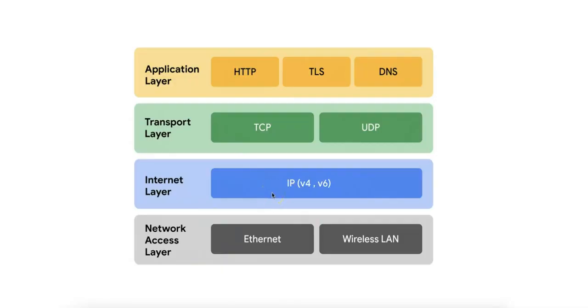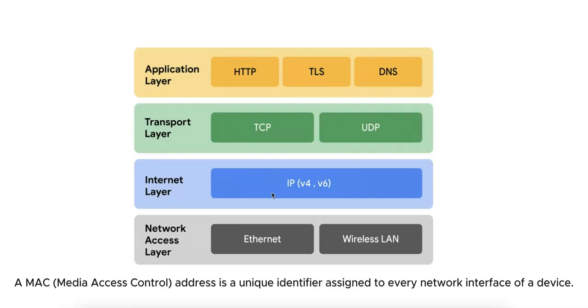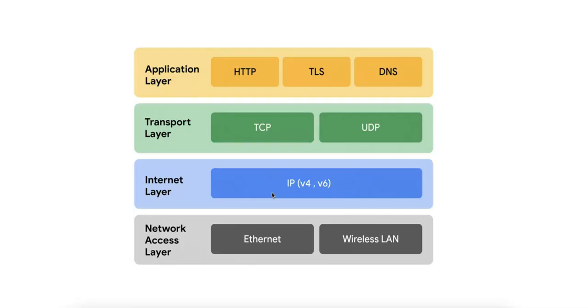Ethernet is the most widely used technology for wired LAN, or local area networks. It defines how data is transmitted between devices in a wired network using MAC, or Media Access Control addresses. Devices on an Ethernet network communicate by sending frames that contain source and destination MAC addresses along with the data. Ethernet provides physical transmission and error detection at the local network level.